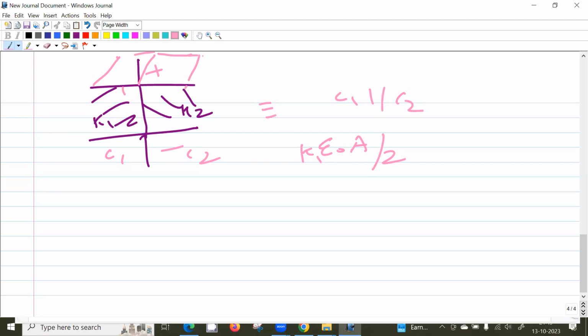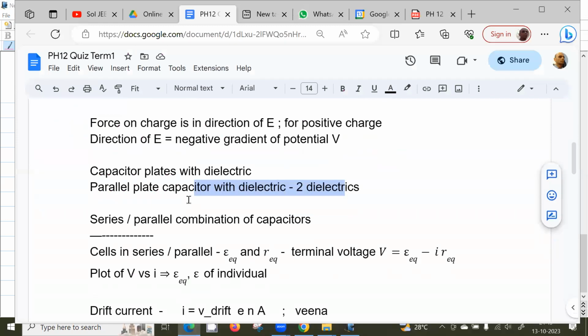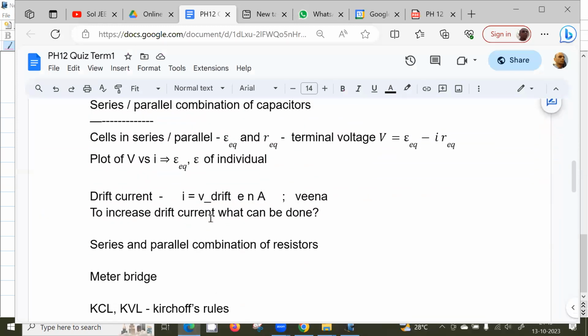But the distance between the plates is the same for both. It will be d for this one and d for the first one also. So A by 2 divided by d. And in parallel, capacitances will add. It is K2 epsilon naught A by 2 by d. This will be the equivalent capacitance of this capacitor.